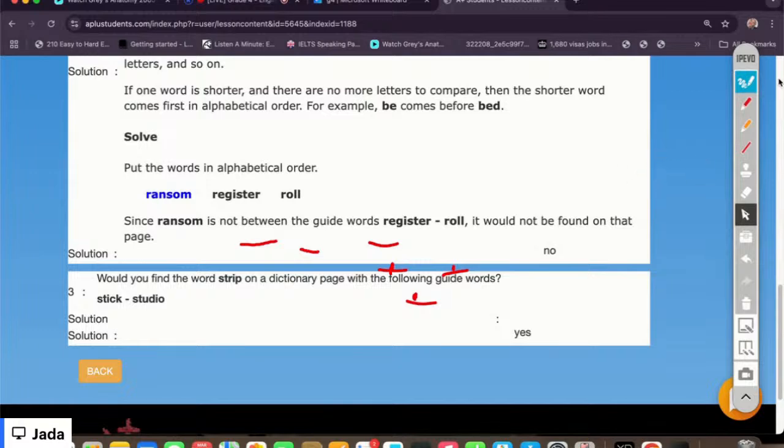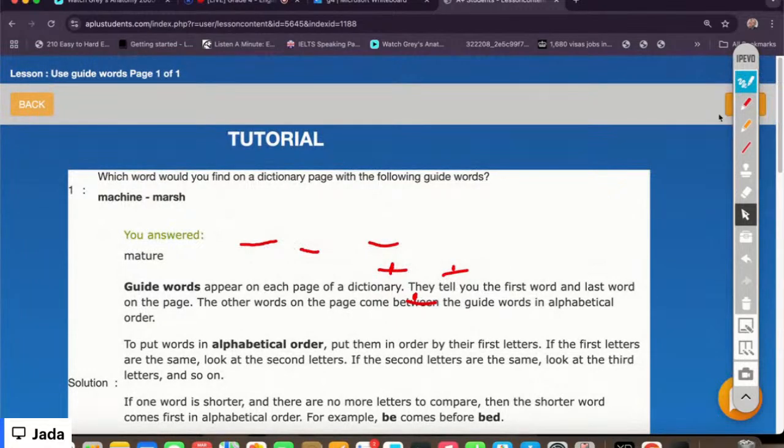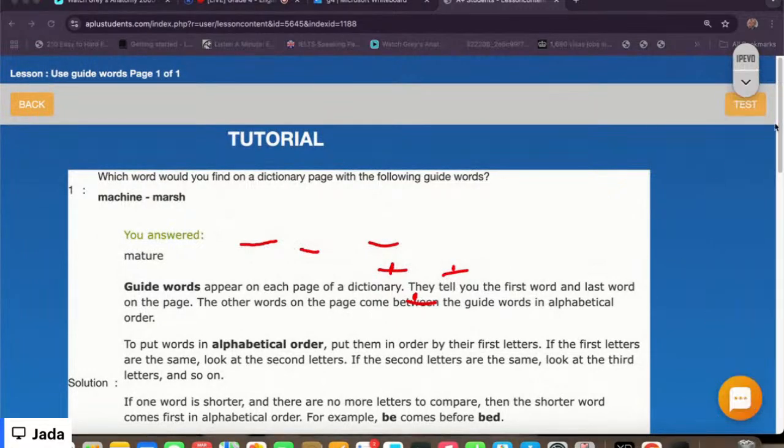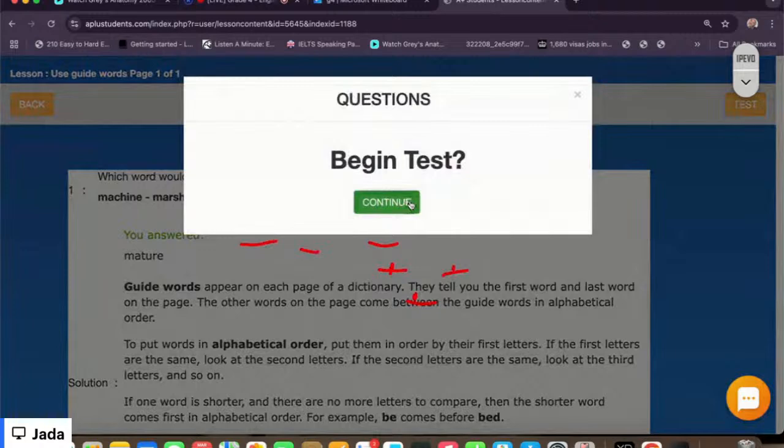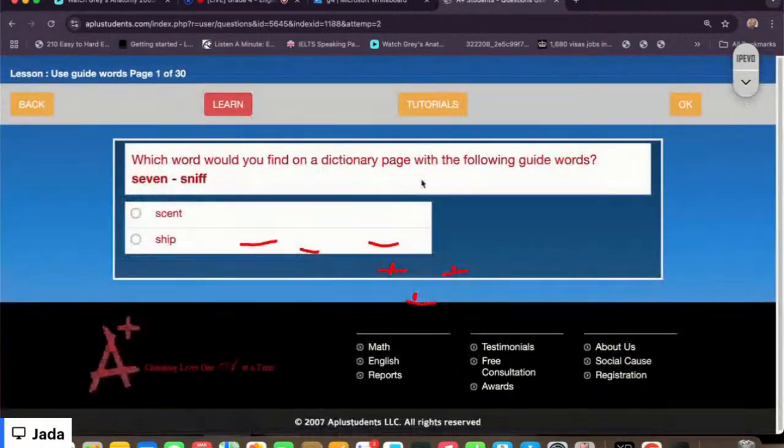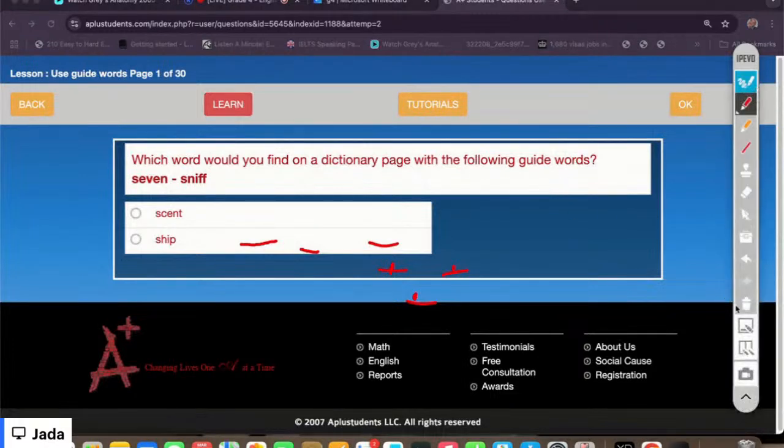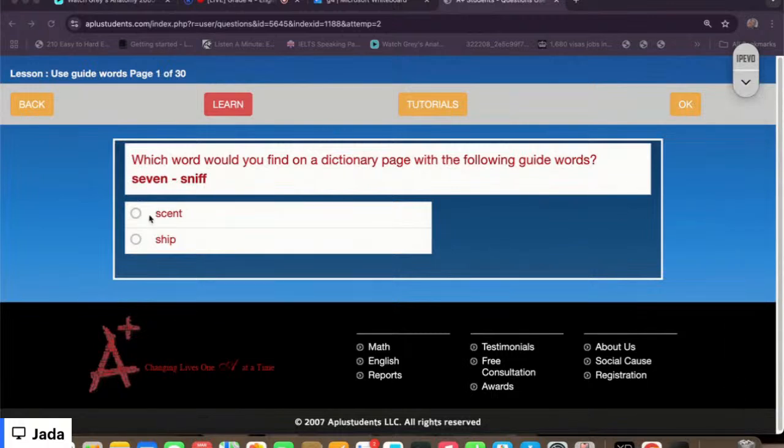All right, so we'll move into the test. Which word can you find on the dictionary page with the following guide words? So we have seven and then sniff, right? Can you find sand or sheep between seven up until sniff? Can you find that?